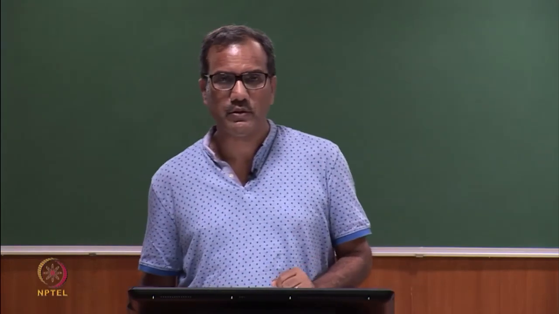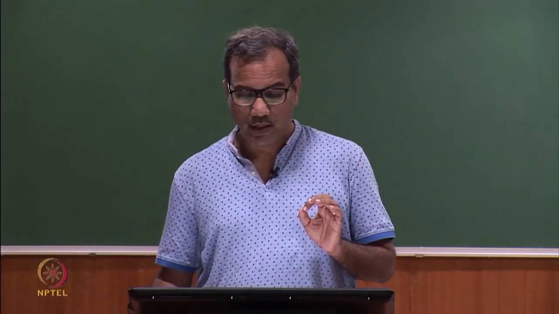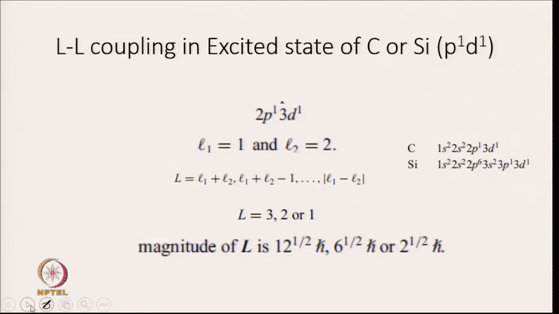So, let us think about the excited state of carbon or silicon. They have electronic configuration p1d1. So, for carbon it is 2p1 3d1, and for silicon it is 3p1 3d1. First we need to find out L. That is what we discussed in the last lecture. So, this is the electronic configuration of the excited state of carbon.